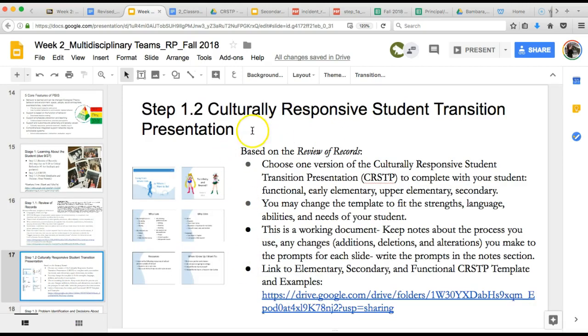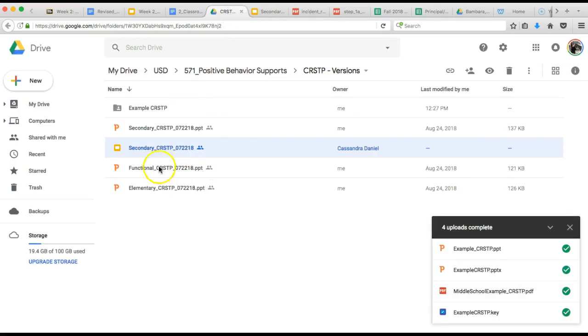Then we're going to do step 1.2, which is the culturally responsive student transition presentation. So I gave you links to this folder right here. And in this folder, it looks like Cassandra's already put hers in, so she's starting. You can download these PowerPoints, or you can open them in here.